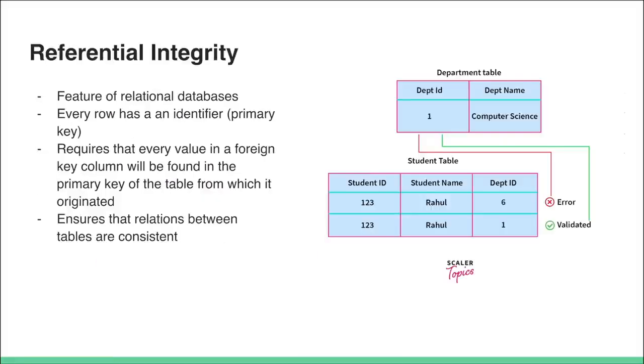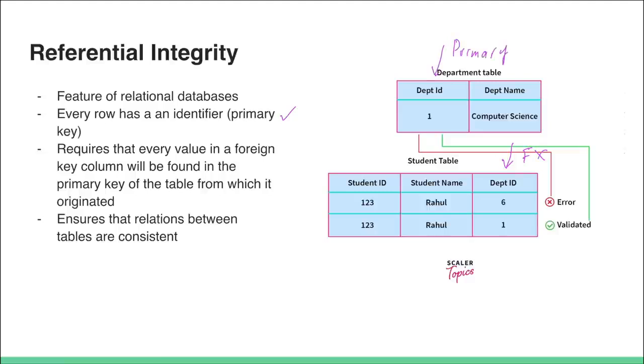Now, one hallmark of relational databases is the concept of referential integrity. What this means is that every row has an identifier or a primary key, and that every value in a foreign column will be found in the primary key of the table from which it originated. So right here, we've got a departments table and we've got a students table. This right here is a foreign key table, and this is a primary key table.